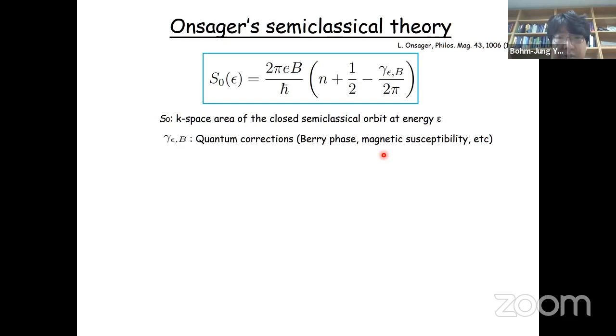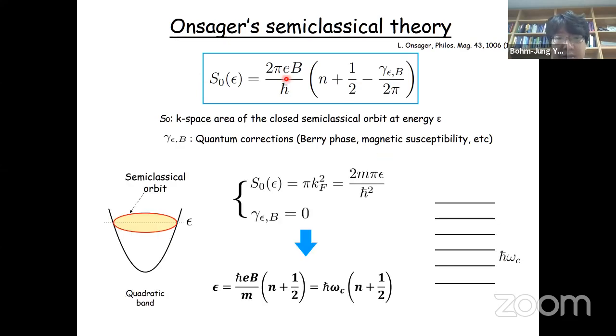Let me show you one simple example of how we can apply this equation. Here we consider a single parabolic band. Then for a given energy E, the Fermi surface has a circular shape, and the corresponding Fermi surface area is simply given by pi k_F squared, where k_F is the Fermi momentum. Since we have a parabolic dispersion, k_F squared is proportional to the energy. Also, using the fact that the Berry phase is equal to 0, we can immediately obtain the conventional Landau level spectrum, which predicts equally spaced Landau levels.